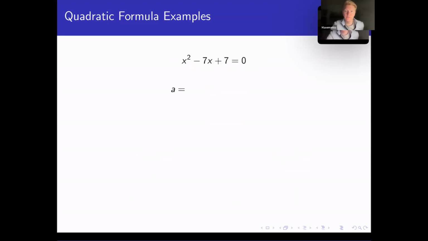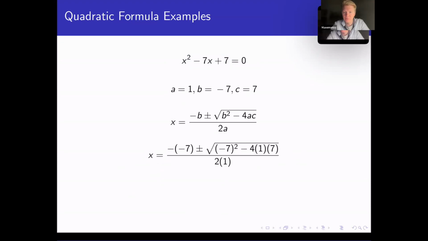Okay, x squared minus 7x plus 7, ax squared plus bx plus c. A would be 1, B is negative 7, and C is positive 7. So plug it in. Negative 7 squared is 49. 4 times 1 times 7 is 28. 49 minus 28 is just 21. And the square root of 21 is not a pretty number.